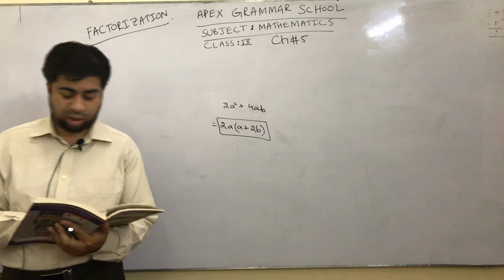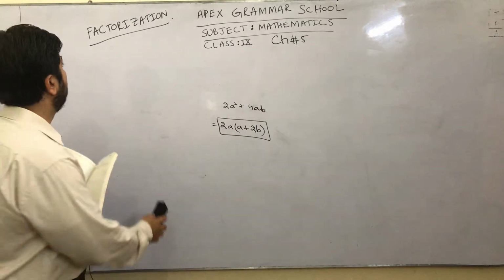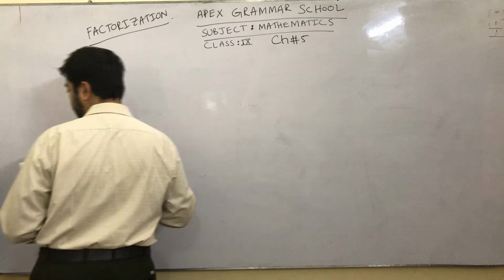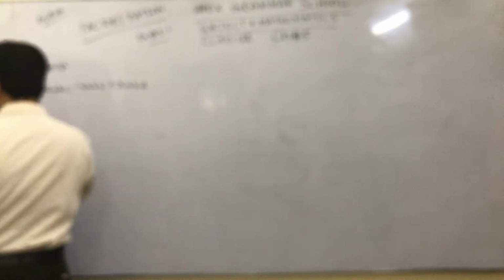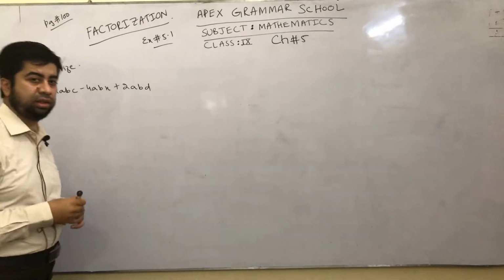Now we will talk about exercise 5.1. Exercise 5.1, that is on page number 100. Question number 1, that is to factorize 2abc minus 4abx plus 2abd. You see that we have to factorize it.